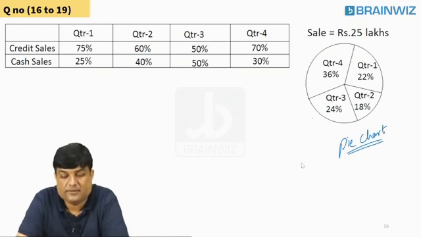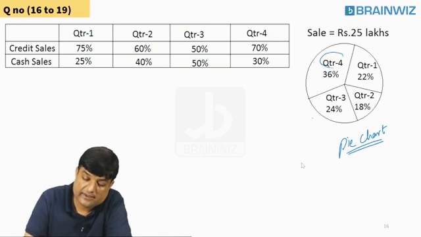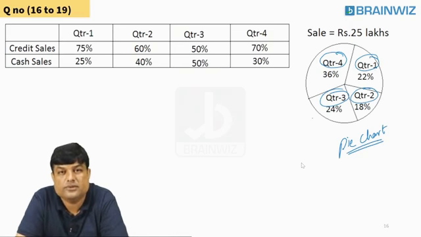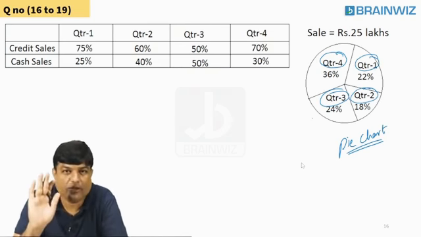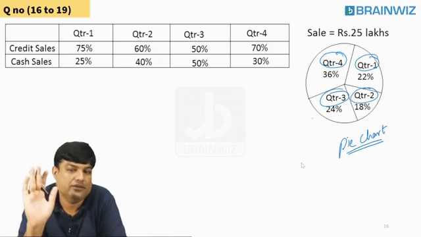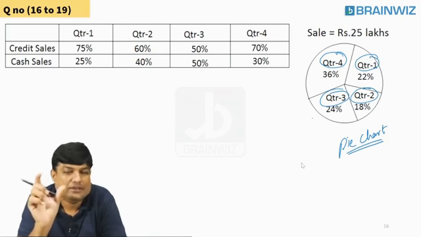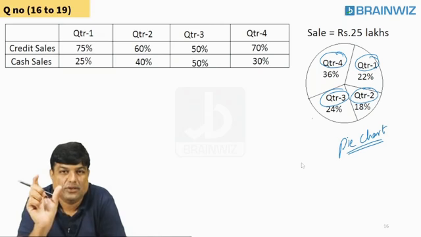This pie chart is the quarterly sales. Quarter 1, quarter 2, quarter 3, quarter 4. You know quarter, everybody, right? You won't forget that. You know half, you have seen full. Full means complete year. Half means 6 months. Quarter means people think 4. No, it's not 4, it's 3.